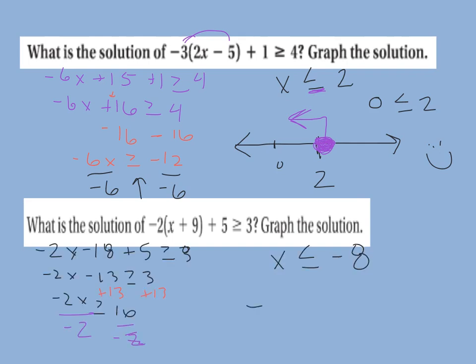You should have gotten that x is less than or equal to negative 8. Again, because I divided by a negative number. So negative 8 is what I'm dealing with. It should be a closed dot. And I'm going to be pointing to the left again because the number is less than negative 8.